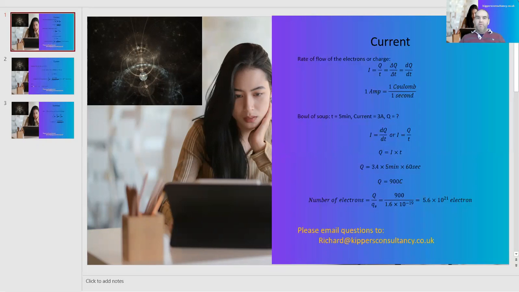We could also find the number of electrons that have passed through the microwave. Now, the charge on an electron, which I've represented here as Q subscript E, is equal to 1.6 times 10 to the minus 19 coulombs. So the number of electrons would be the charge that has passed through the microwave divided by the charge on one of those electrons. So that would be 900 divided by 1.6 times 10 to the minus 19, and that is equal to 5.6 times 10 to the 21 electrons. And this is the number of electrons that have passed through the microwave.